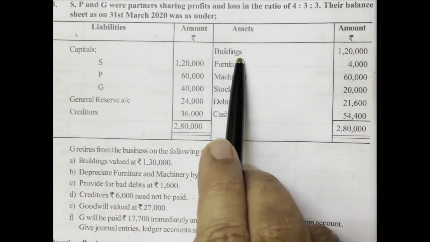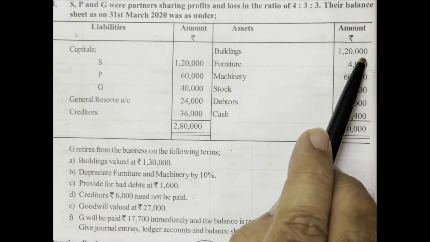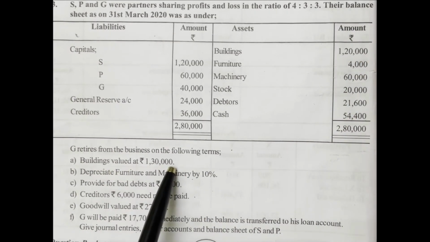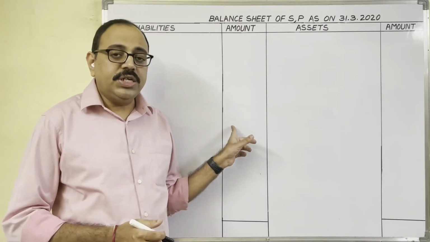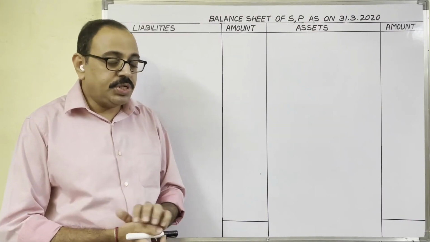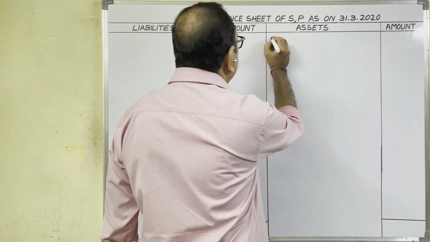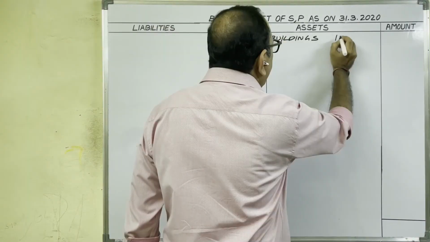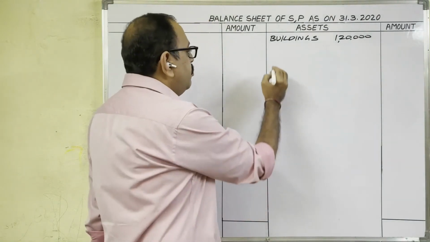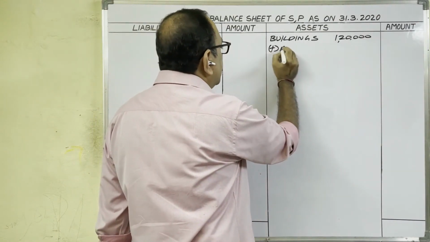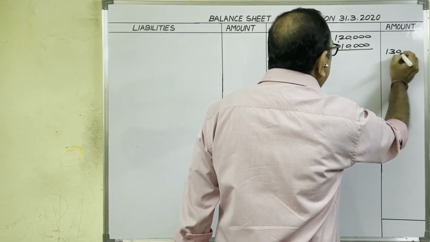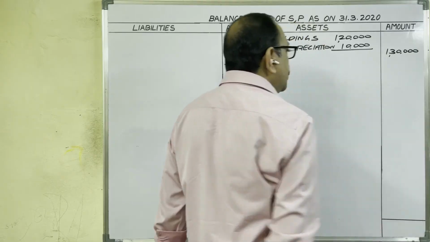Asset side, buildings, 1,20,000 rupees. In adjustments, buildings valued at 1,30,000 rupees. In the new balance sheet, market values only we should write. Building market value is 1,30,000 rupees, no? That amount we should write under the asset side. Buildings. In the inner column, 1,20,000 rupees cost price plus appreciation 10,000 is increased, no? In the outer column, market value of building 1,30,000 rupees.